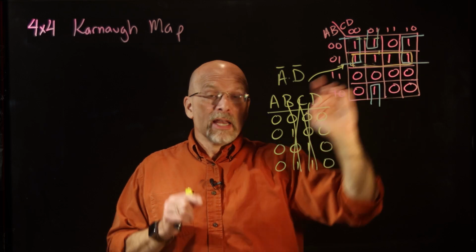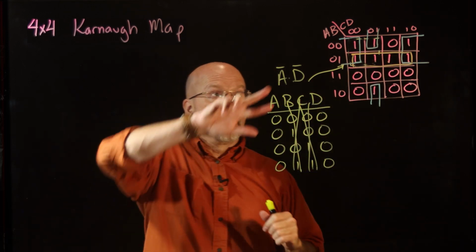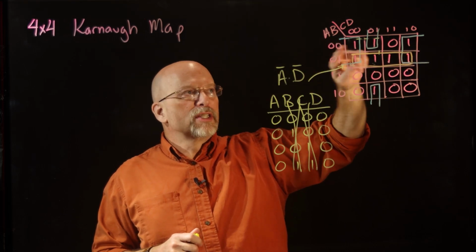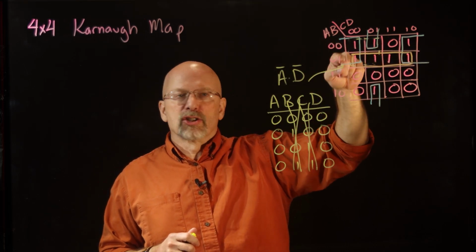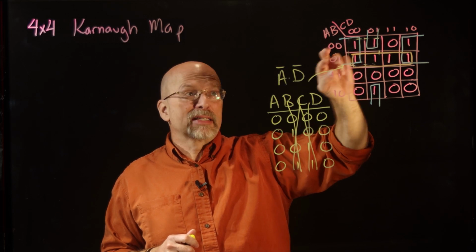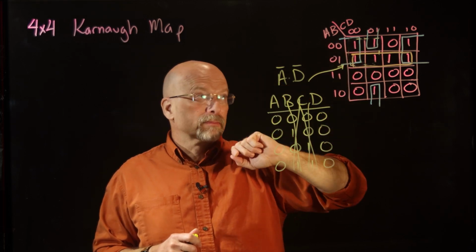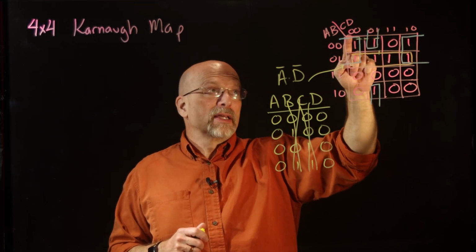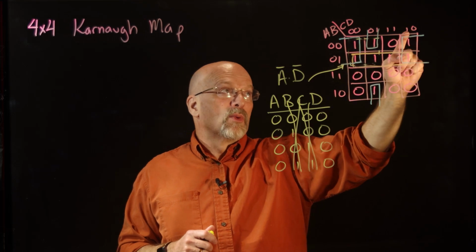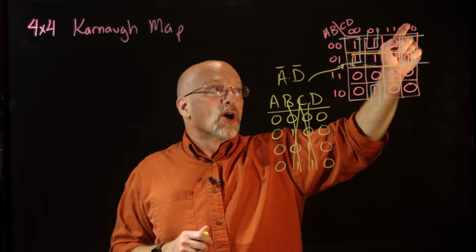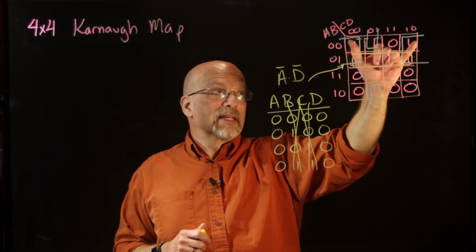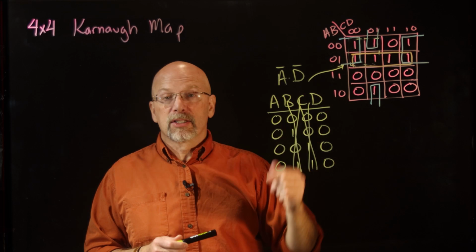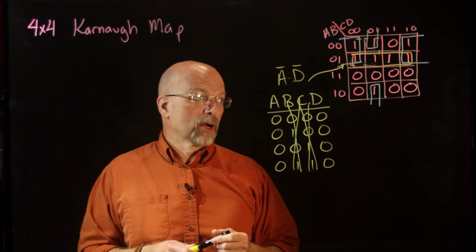All right. Now another way of doing this is we could have seen that, okay, this rectangle crosses the top 2 rows. What's different between the top 2 rows? B changes. So you can see B is going to drop out. A stays a 0. There's your A bar. What about the columns? It spans 2 columns. One column is C and D is 0, 0. The other one is C and D is 1, 0. So C is going to drop out because that's what changes between the first column and the 4th column. So we can see that B and C are going to be the ones that drop out of that expression.